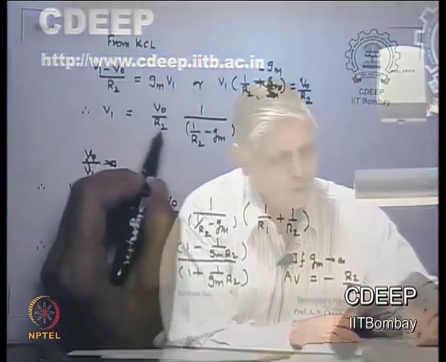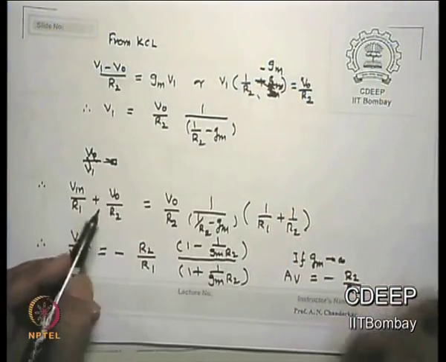Why am I showing you all this? I am trying to prove why a larger gain requirement comes up. Normally we tell the gain as R2 by R1, minus R2 by R1. Why not, and in which condition is it valid, this condition I am showing you. So the V1 is V0 by R2 into 1 upon R2 minus GM.